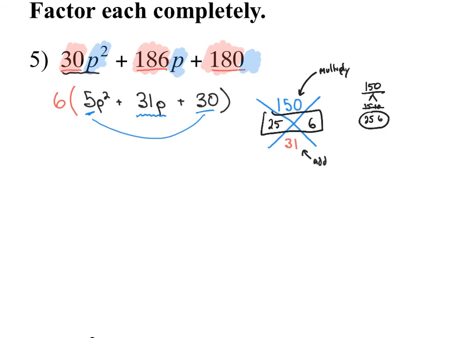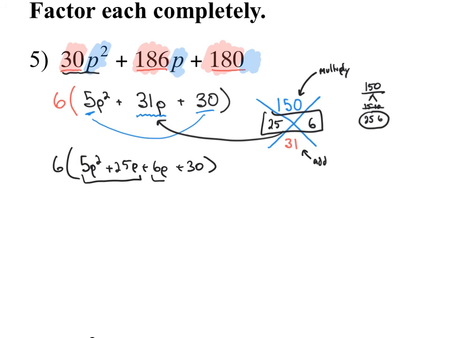So these in the inside become the split of these. So watch this. Still got the 6 on the outside. 5p squared plus 25p plus 6p plus 30. Okay, now you get to do what we call factor by grouping on the inside. So we do 6, we're going to pull out a 5p, and we're going to get p plus 5. And then here in the second group, we're going to pull out a 6, and we're going to get p plus 5 again. So if you have the same parentheses, you know you're on the right track.